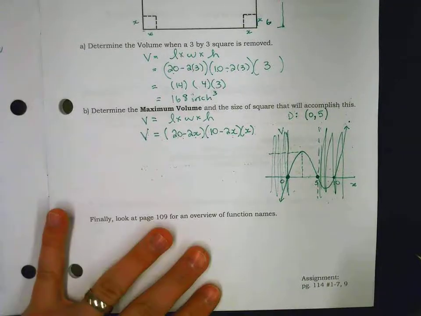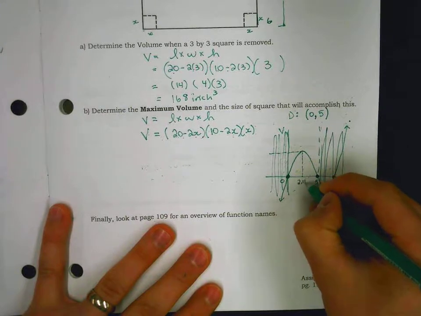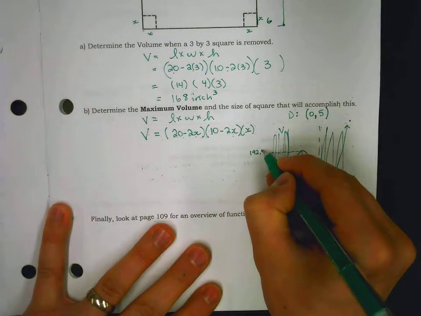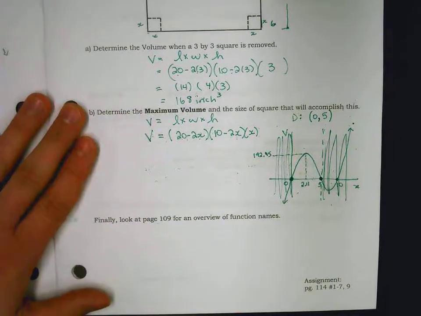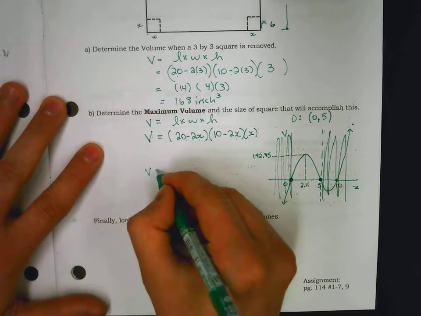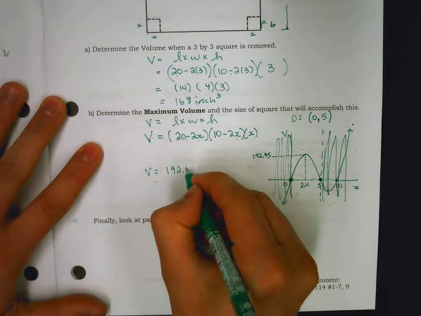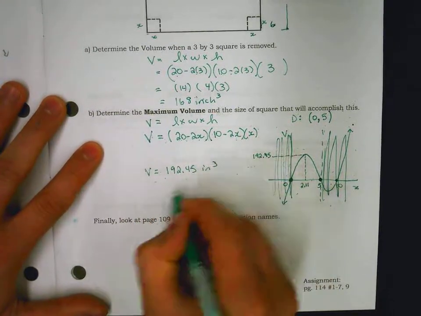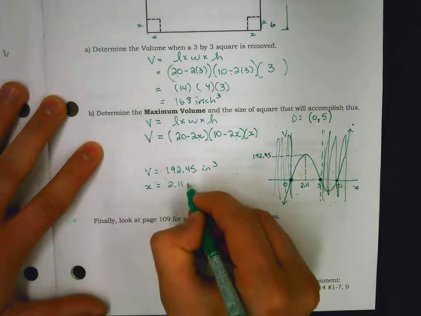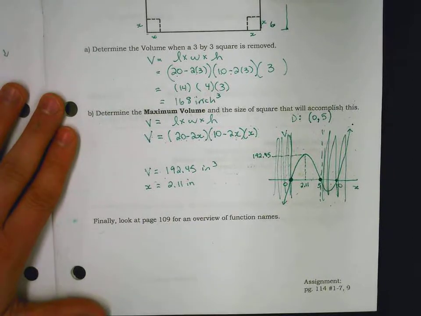So we've just defined the perfect cutout at about 2.11 and the perfect volume at about 192.45 cubic inches. So what's the maximum volume? 192.45 inches cubed when the size of the cutout is about 2.11 inches.